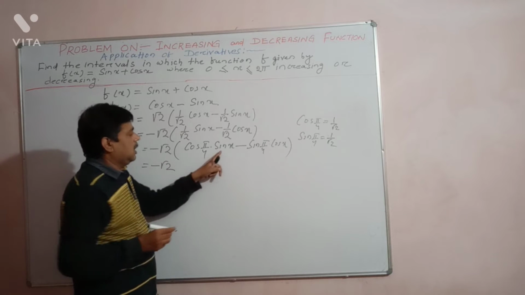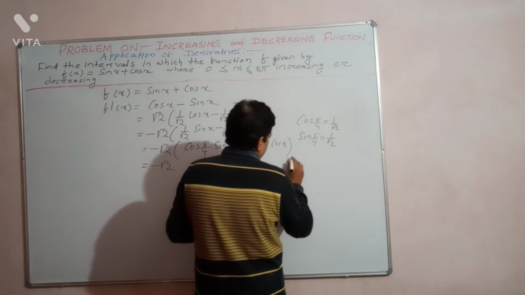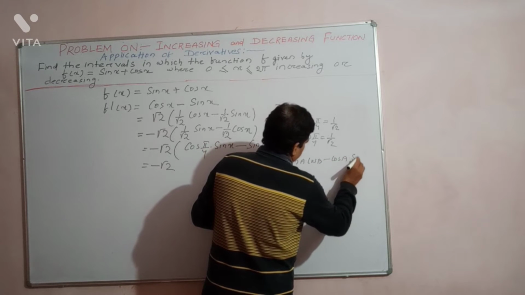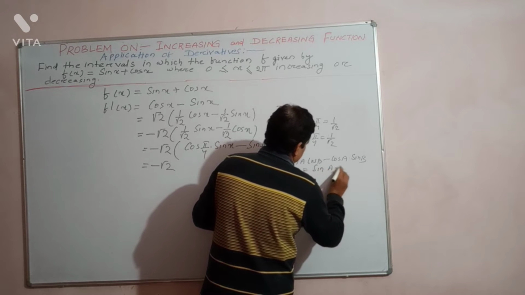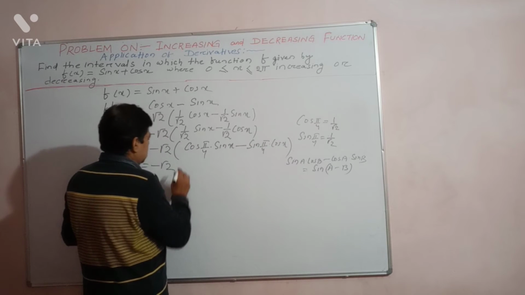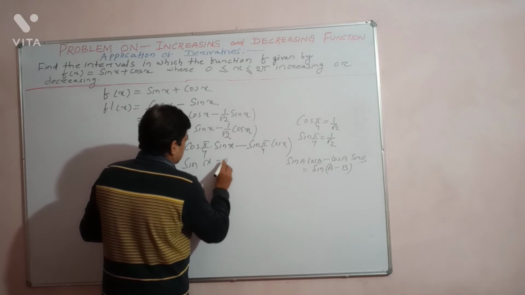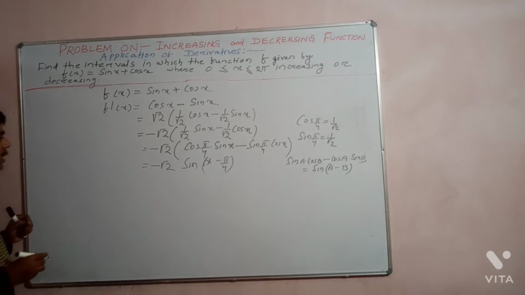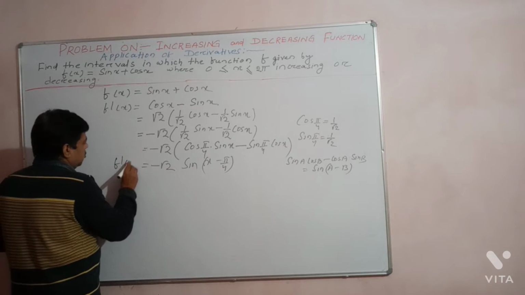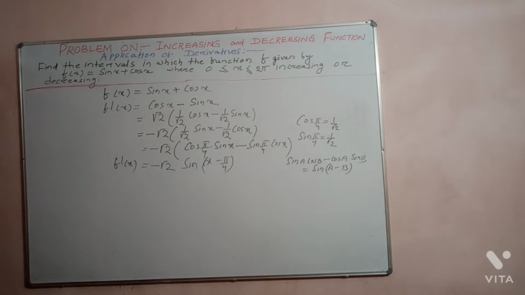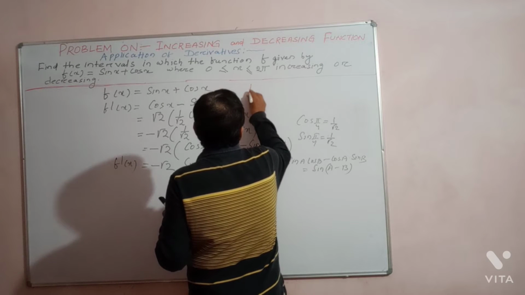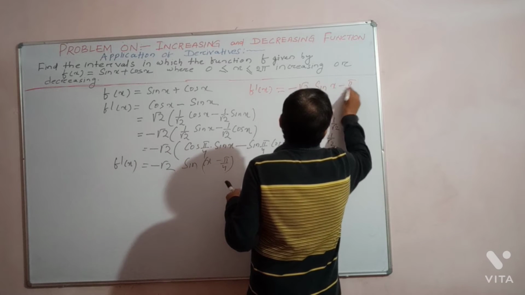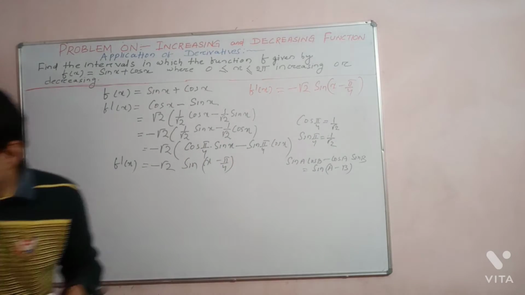So that implies minus root 2 times (sin A cos B − cos A sin B). You know this formula from class 11: sin A cos B − cos A sin B is the formula for sin(A − B). Is it clear? So here it is sin(x − π/4), with A = x and B = π/4. So we got f'(x) = −√2 sin(x − π/4). Is it clear up to this?